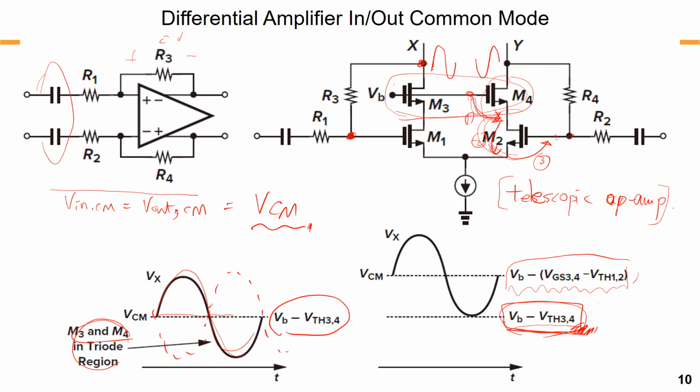For the swing range, if you take the difference between the common mode level and the peak level, assuming a similar threshold voltage, what do you get? VB cancels out, so minus VGS plus VTH minus VTH cancels out. So you get about VGS as the amplitude range of the swing.